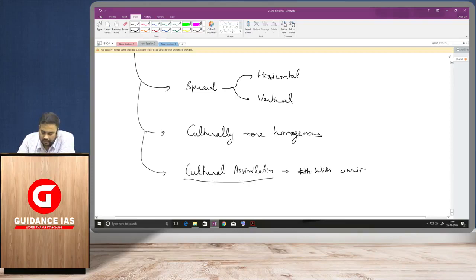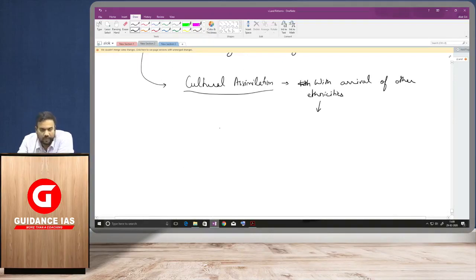With the arrival of other ethnicities, what has happened? Problems of ethnic clashes have been found. You must have seen that often Indians are caught and beaten up. Again it is a result of what? The same, the problem of assimilation that is there. So again this is the case here.